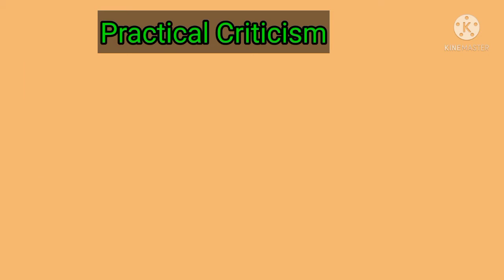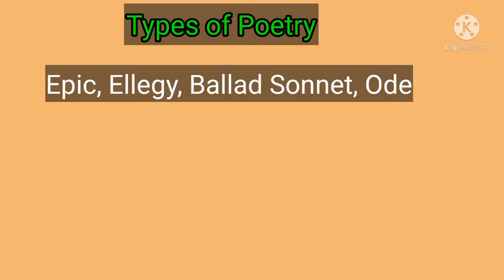To analyze a poem by using practical criticism, we need to have knowledge of a few things. These things are extremely essential for understanding the poetry properly. Let us try to discuss each of these things in detail one by one. Types of poetry. Depending upon its structure and content, poetry is classified into several categories like epic, elegy, sonnet, ballad, ode, and so on. In this video, we'll try to understand the types of poetry.